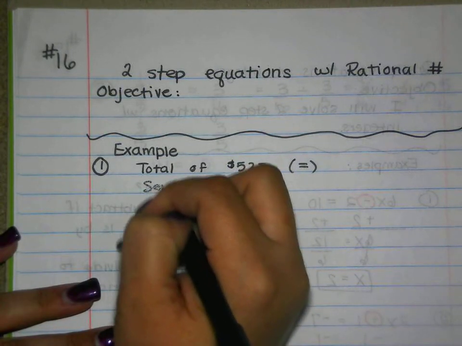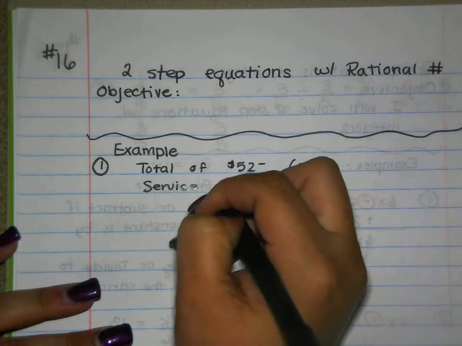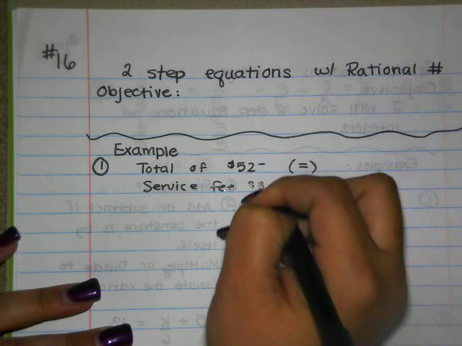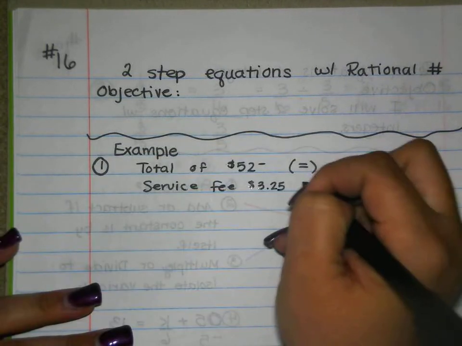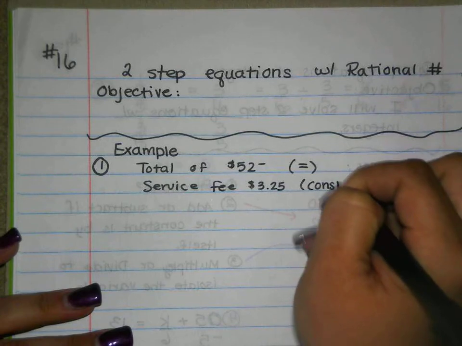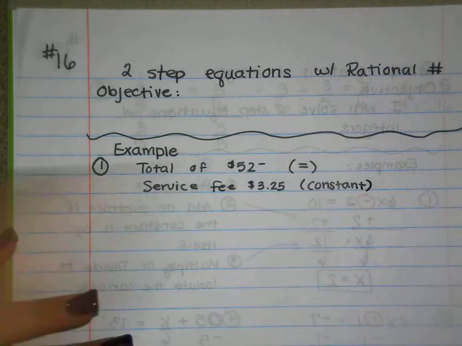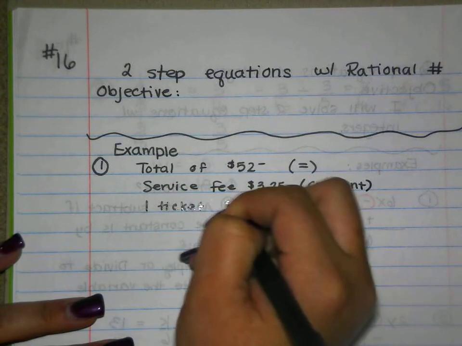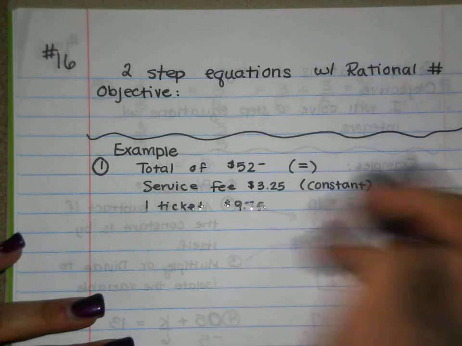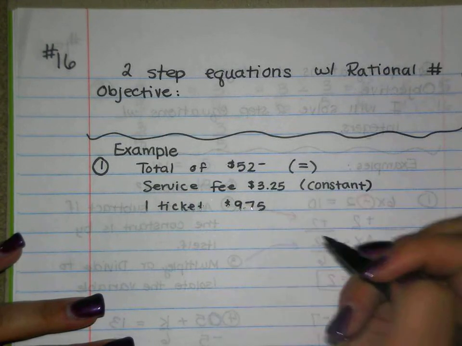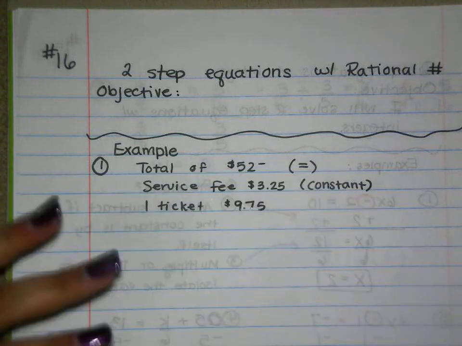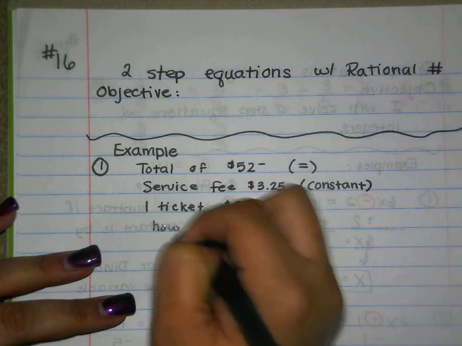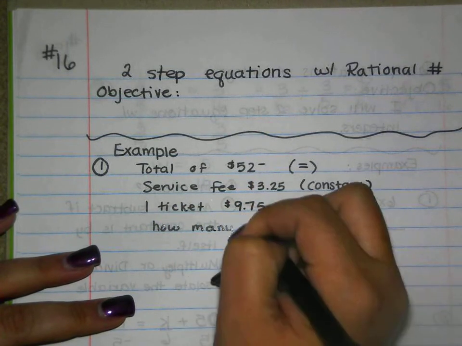The service fee for those tickets was a one-time service fee of $3.25. So that does not need to be multiplied. So I'm going to remind myself that's going to be some kind of constant that I'm going to add on to the equation. Okay, one ticket is going to cost $9.75. So that is going to be one ticket. So I'm going to need to multiply that price times however many tickets I'm going to get, because I want to know how many tickets I got with my $52.